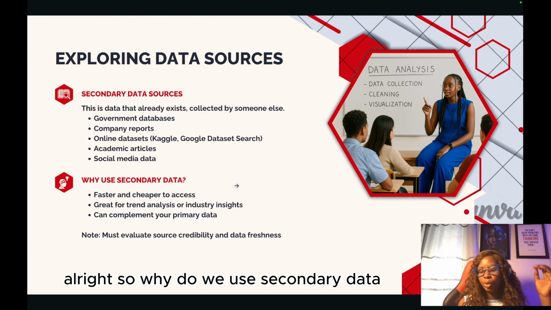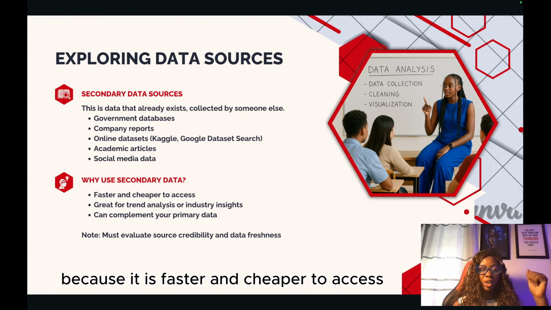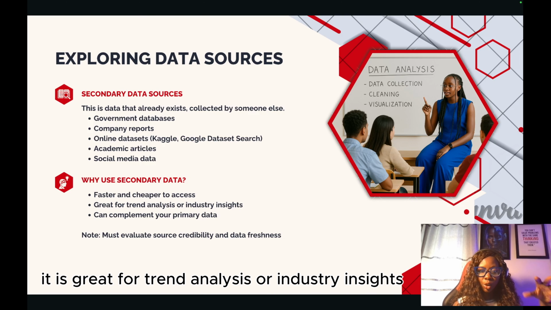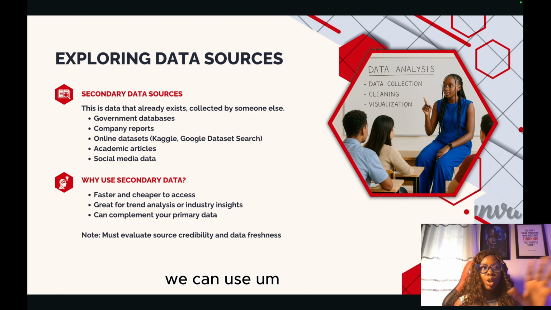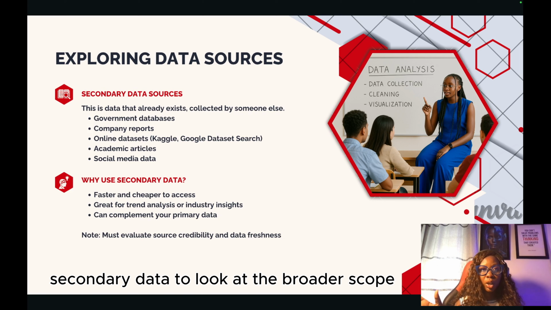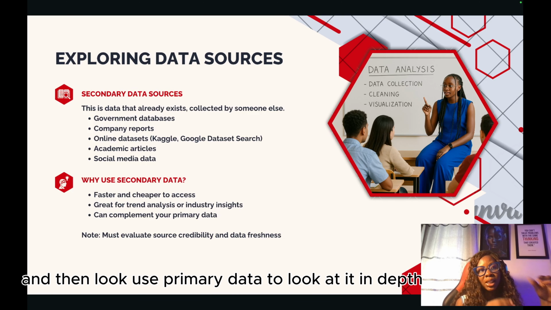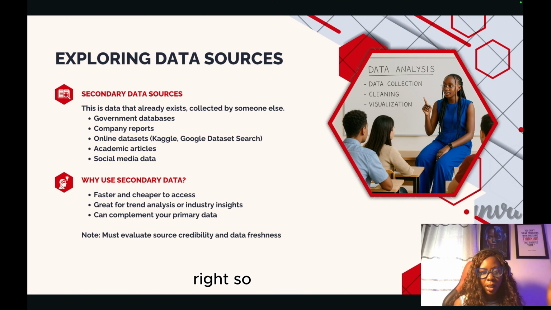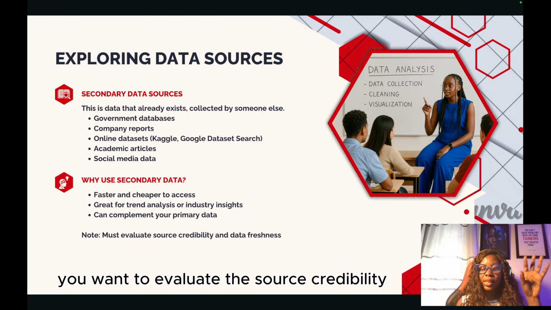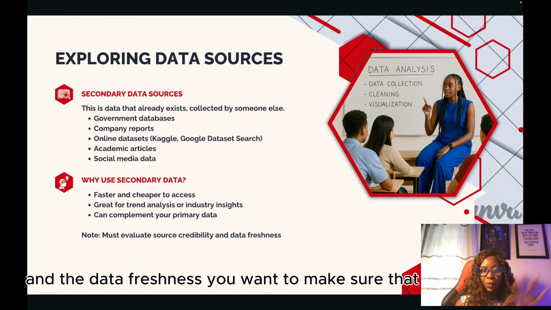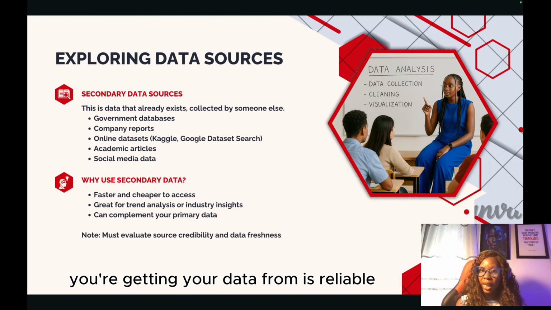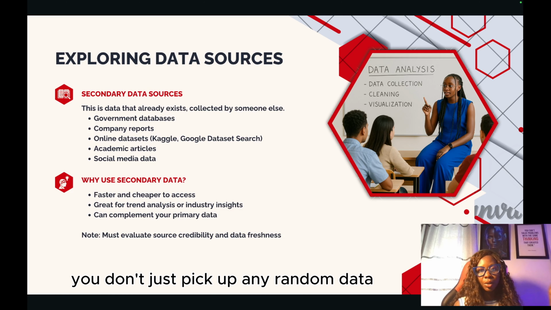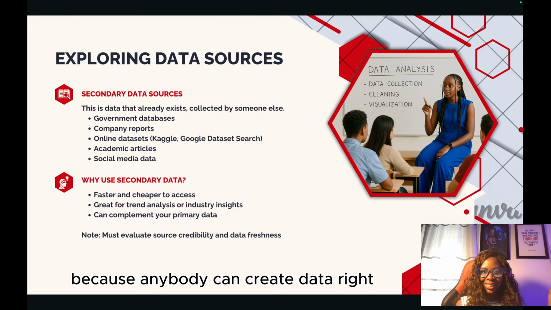All right, so why do we use secondary data? We use secondary data because it is faster and cheaper to access. It is great for trend analysis or industry insights. It can complement your primary data. We can use secondary data to look at the broader scope, and then use primary data to look at it in depth, right? So you want to evaluate the source credibility and the data freshness. You want to make sure that whatever source you're getting your data from is reliable. You don't just pick up any random data, because anybody can create data, right?